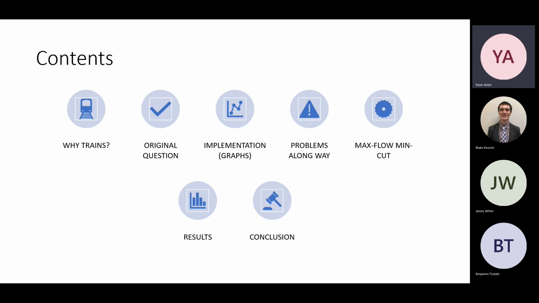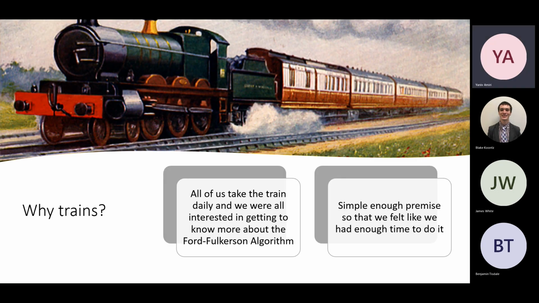So today we're going to be talking about why trains. We're going to ask our original question. We're going to show you our implementation. We're going to talk about problems that we've had along the way. We're going to talk about the max flow min cut problem, which is our way of solving it. And then we're going to talk about the results, and we're going to conclude with what we took away from this project.